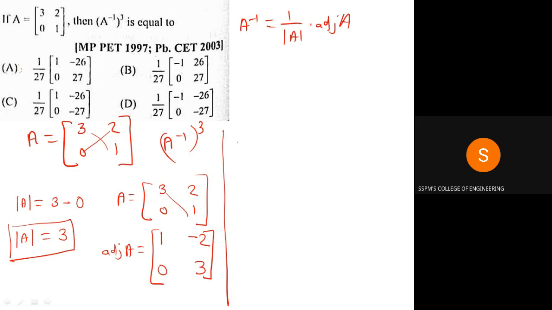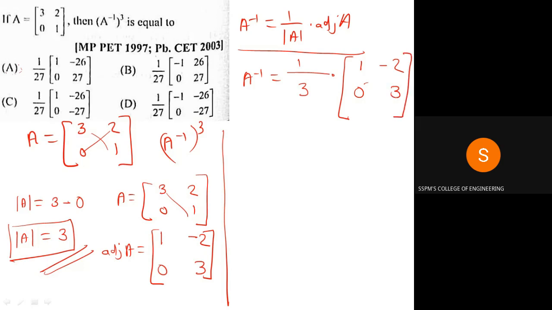Now we will find inverse. From this definition, we will find inverse. So A inverse is equal to what? 1 upon, what is determinant of A? This is determinant of A, it is 3, into, what is adjoint of A? Adjoint of A is equal to 1, minus 2, 0 and 3. This is actually A inverse. Okay, this is the value of A inverse. I will write it again here. A inverse is equal to 1 upon 3, 1 minus 2, 0, 3. This is the value of A inverse.